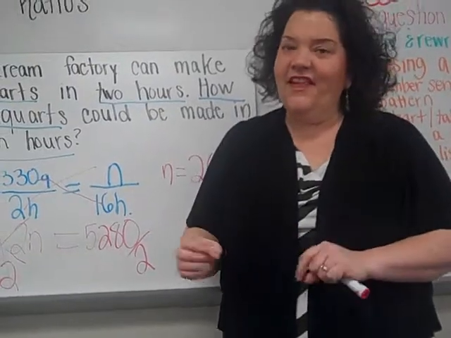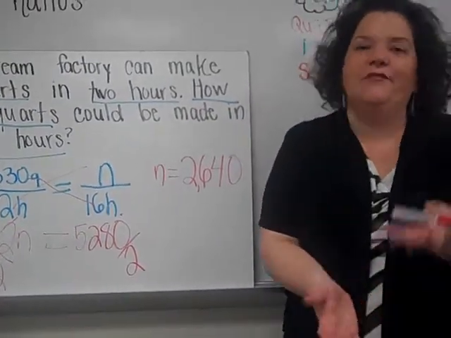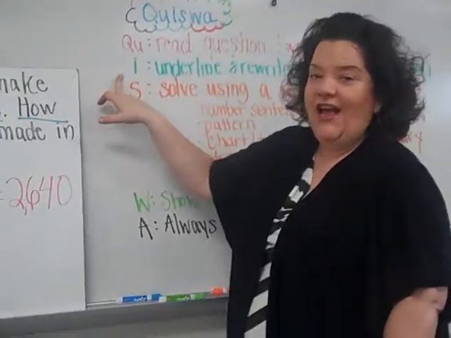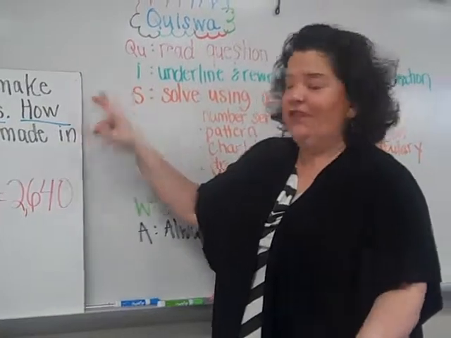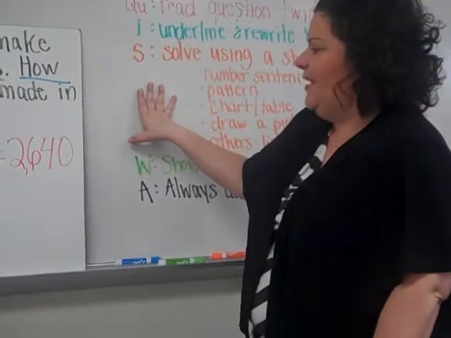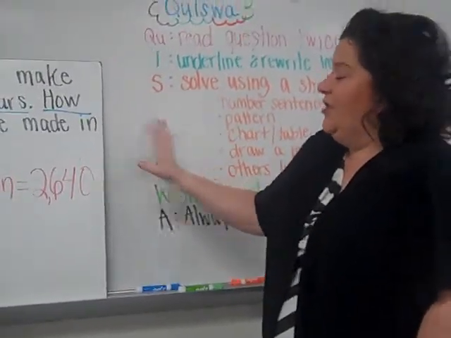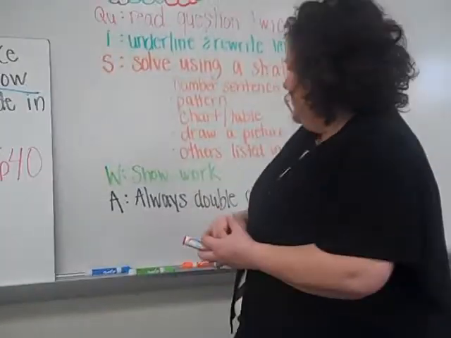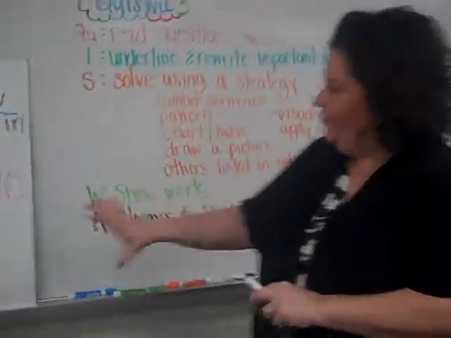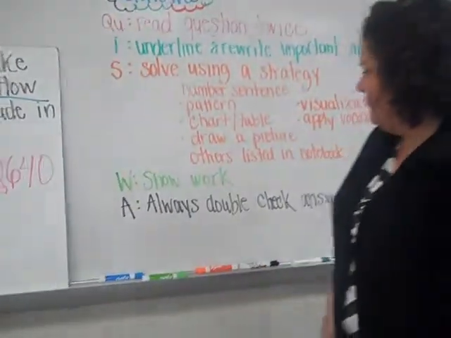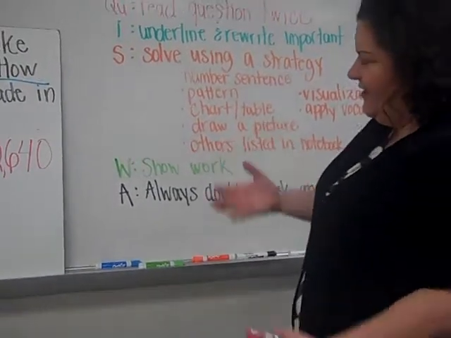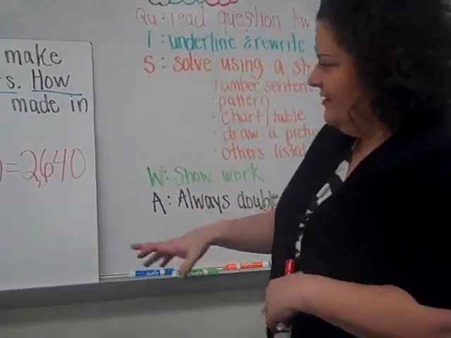So, let's go back to QUISWA and review the steps that we've already shown. We've read the question twice. We underlined and we rewrote the important information. We solved using a strategy. The strategy we used could be an equation which goes along with a number sentence. We also had to visualize and look for the relationships between these numbers. We did show our work, and I'm going to simply double check that my answer makes sense.